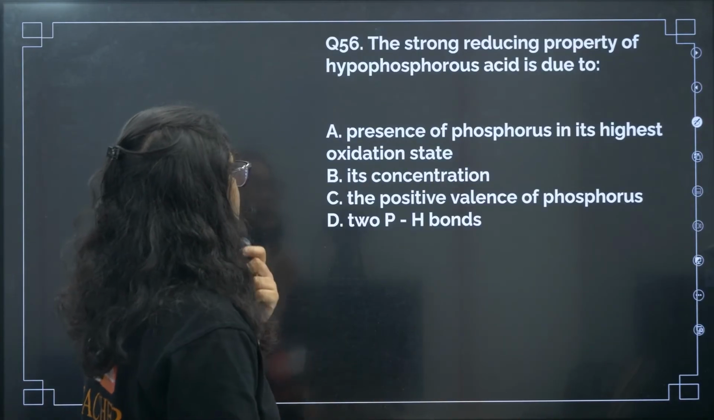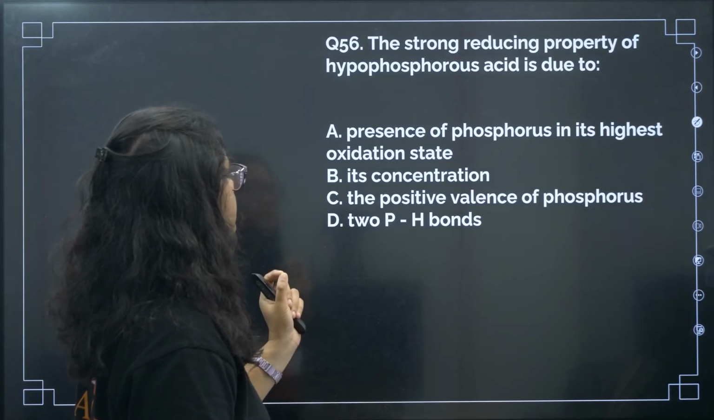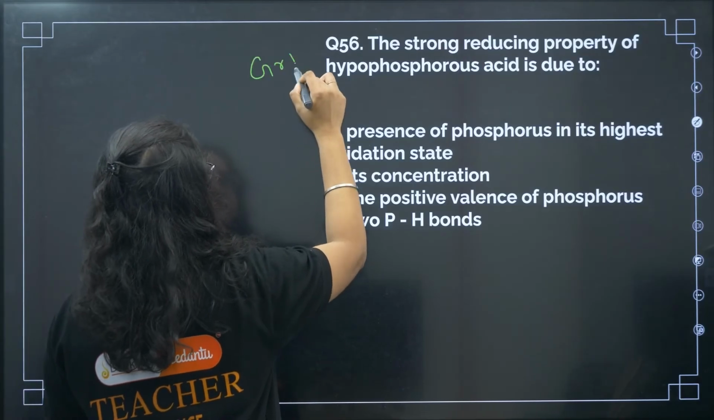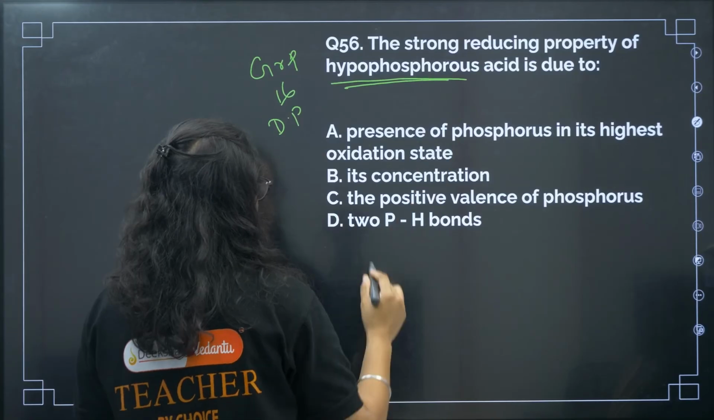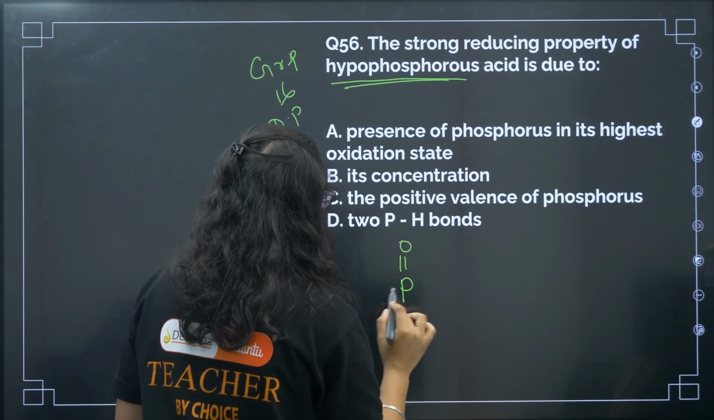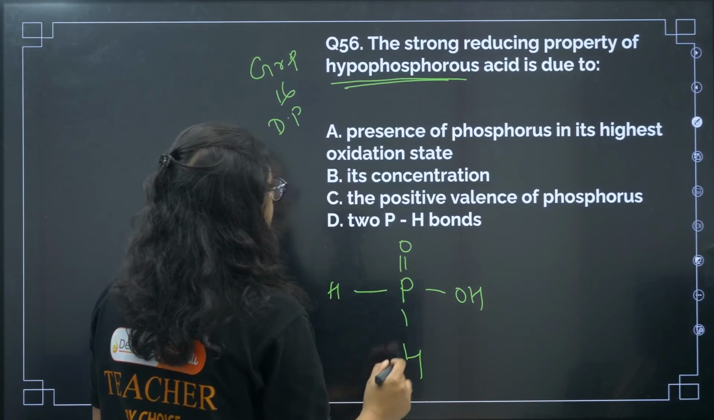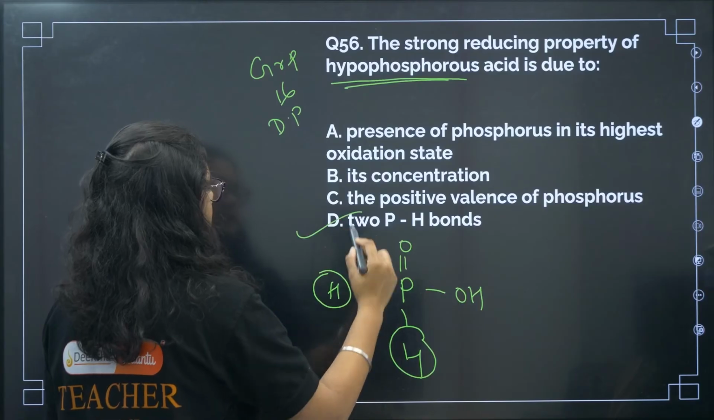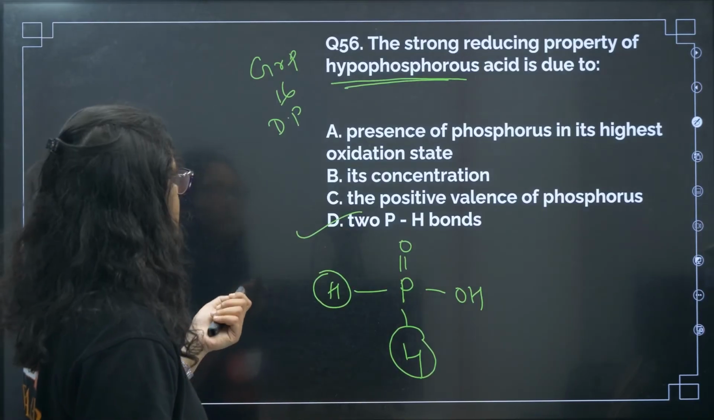Okay. Now coming to question number 56. The strong reducing property of hypophosphorus acid is due to. So again, this question is from group 16. Deleted portion, no need to study, but I'll tell you the answer. The answer here is, we have hypophosphorus acid structure is like this. That is due to the presence of 2 P-H bonds. Okay, that is why it is a very good reducing agent. Answer is option number D.